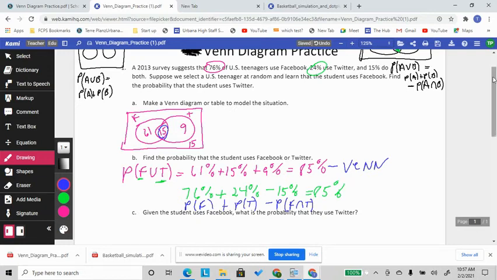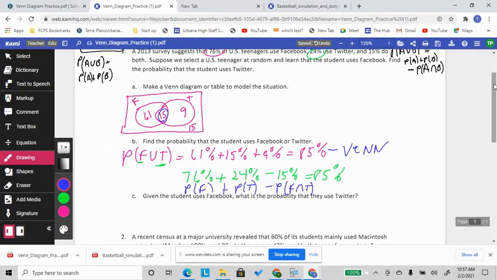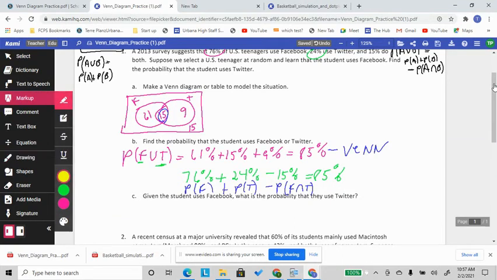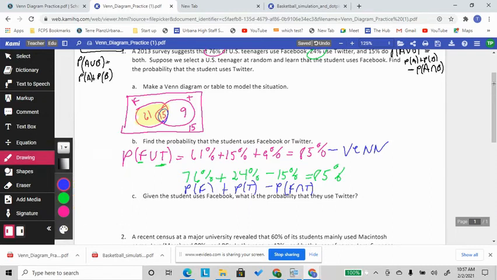Okay, next one. We haven't done these givens a lot, but I'm going to show you how to do it right now. So it says, given the student uses Facebook. So that's all I'm giving you. Let's see, highlighter. Okay, so given Facebook. So that's all I'm given. So everything else in this problem disappears. My denominator becomes 76. That's all I'm giving you. Okay, it's just that. It says given Facebook.